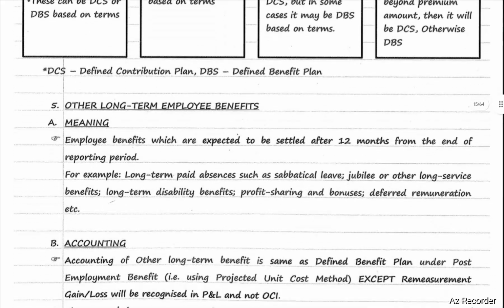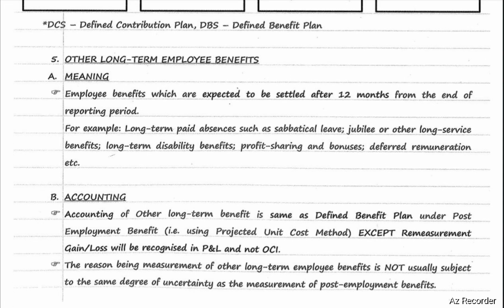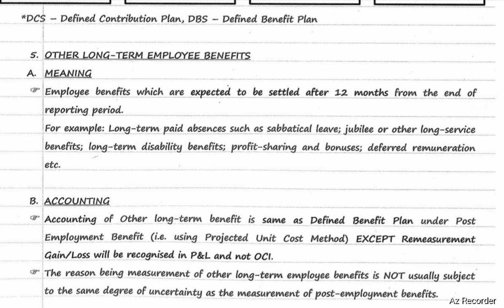Other long-term employee benefits. These are the employee benefits which are expected to be settled after 12 months from the end of the reporting period. For example, long-term paid absences such as sabbatical leave, jubilee benefits, other long service benefits, long-term disability benefits, profit sharing and bonuses, deferred remuneration, etc.